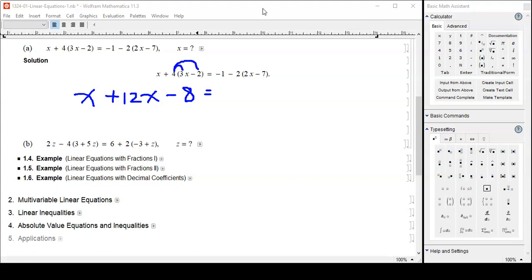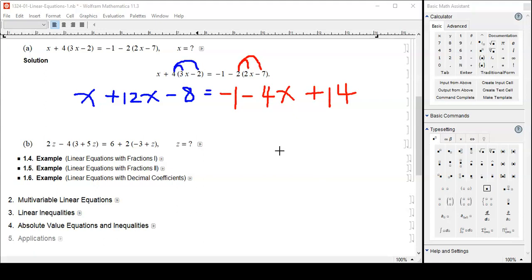Alright, how about the right-hand side? This negative 2, distribute like this. Negative 1 was there before, minus 2 times 2, 4x, and 2 times 7. All good? No, not really. Something is wrong, and please correct it. Found the error? It's right here.